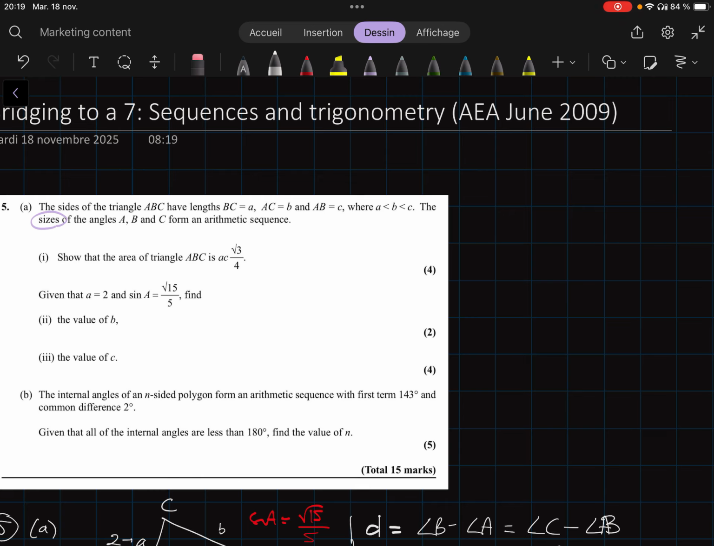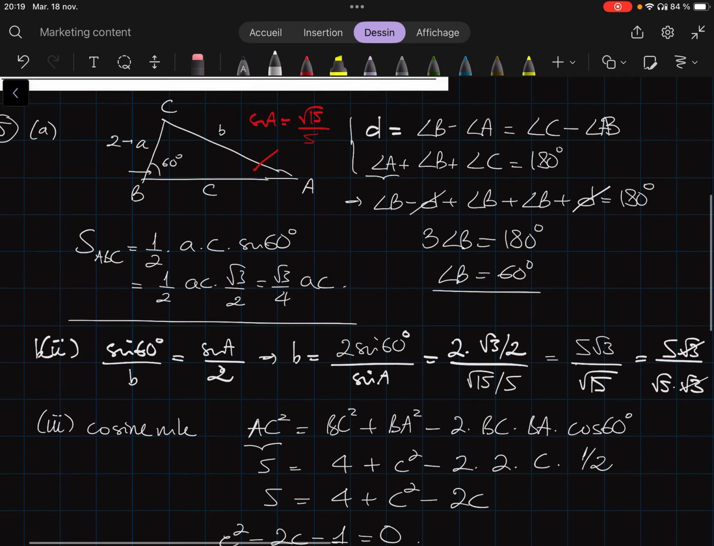Part B. The internal angles of an n-sided polygon form an arithmetic sequence with first term 143 and common difference 2 degrees. Given that all of the internal angles are less than 180, find the value of n. Sure.